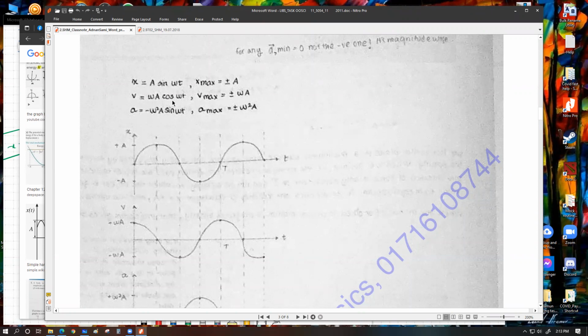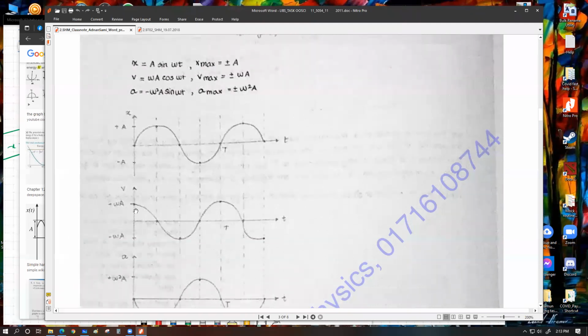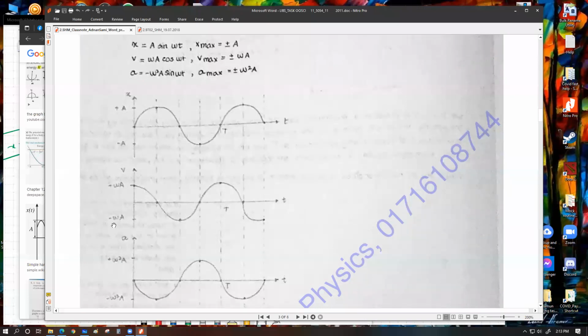Velocity is omega a cos omega t. Maximum value of velocity can be plus or minus 1 for the cos omega t value. So Vmax can be plus or minus omega a. That's why the axes are labeled as plus omega a and minus omega a over here. These are the two maximum values on two sides of the equilibrium. So you can see this is the scenario, like that. It's a cos curve.